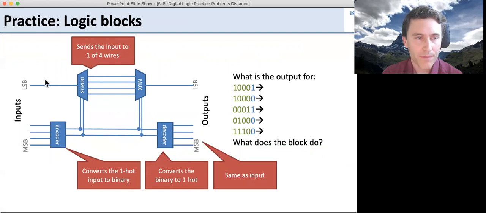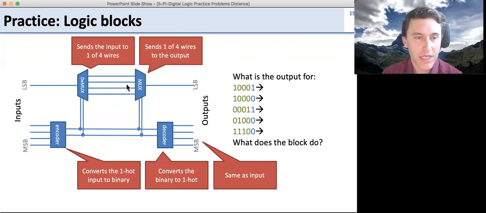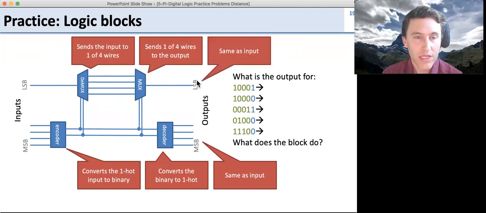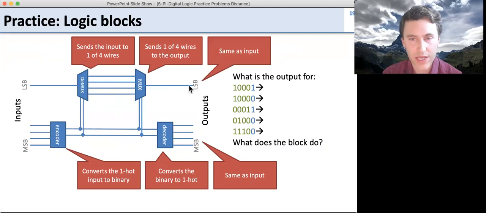Now what about up here? Well, this demux is going to take whatever values here and send it to one of those 4 wires. Then the mux is going to take the same wire and send it to the output. So this is going to take a value, go through, choose a wire, and come out the other end. So this output is going to be the same as the input again.